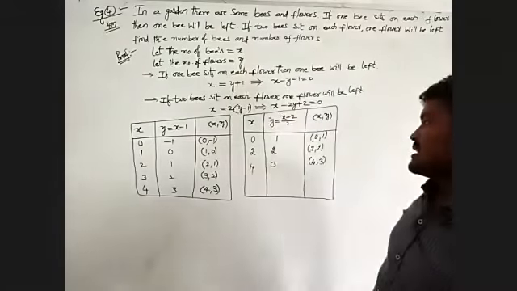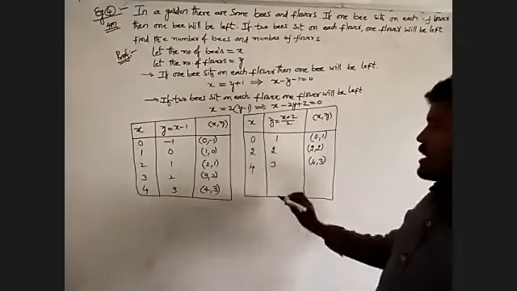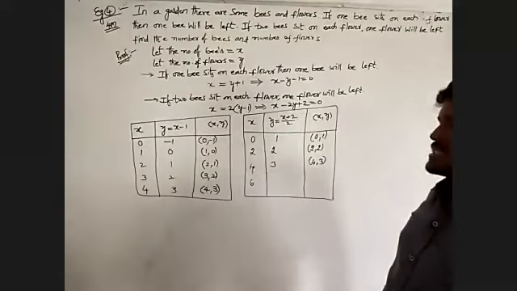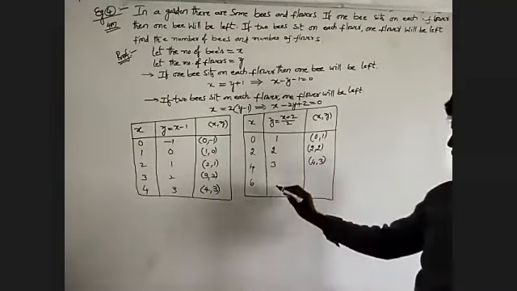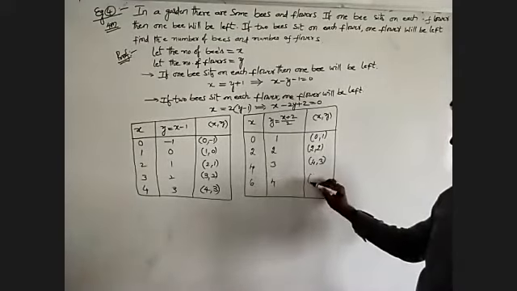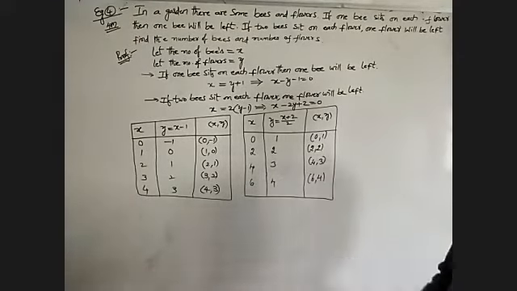That means we do not have to take 5. Next, let x is equal to 6: 6 plus 2 by 2 becomes 8 by 2, that is the value 4. That value is 6 comma 4.